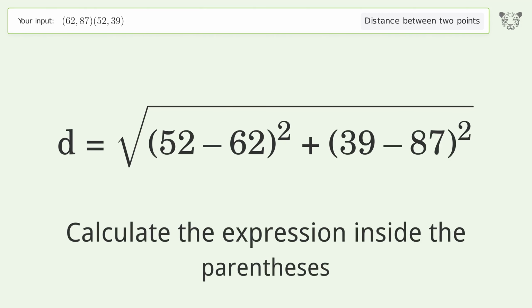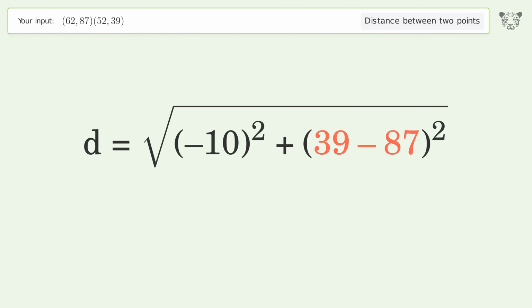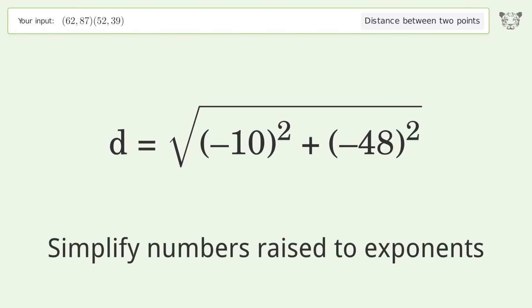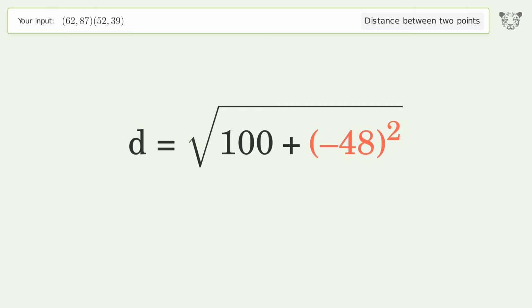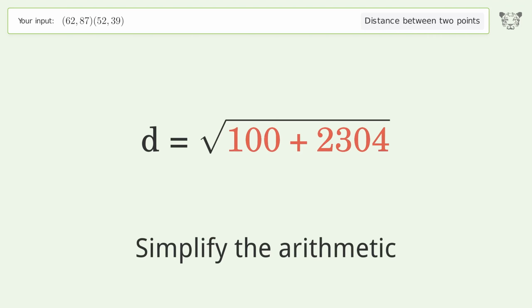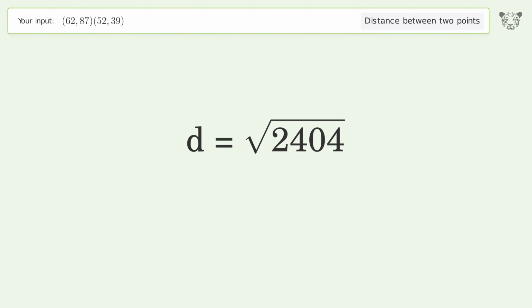Calculate the expression inside the parentheses. Simplify numbers raised to exponents. Simplify the arithmetic. And so the distance between the 2 points is the square root of 2,404, or 49.031.